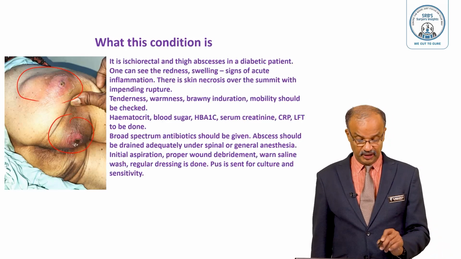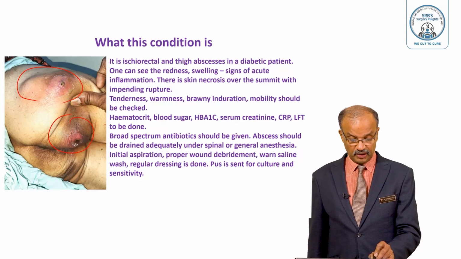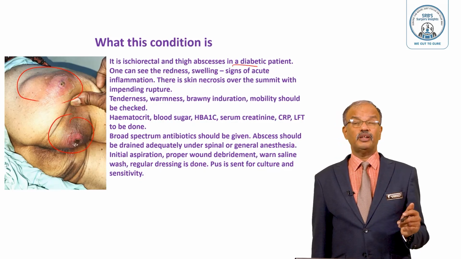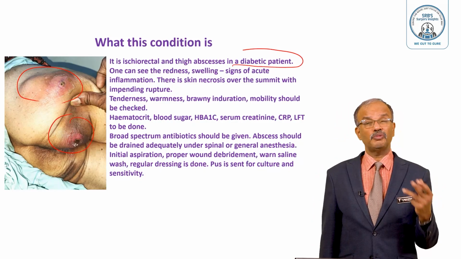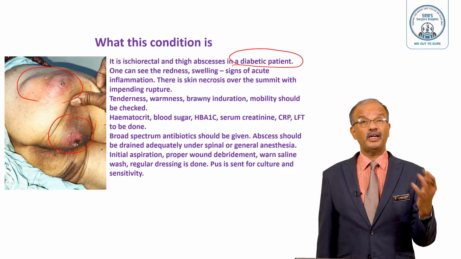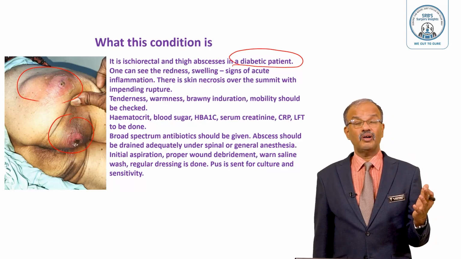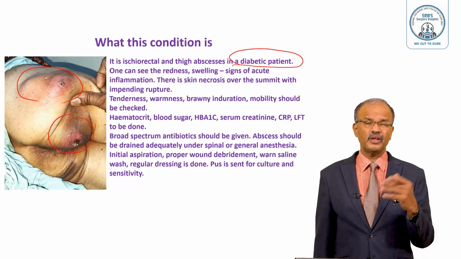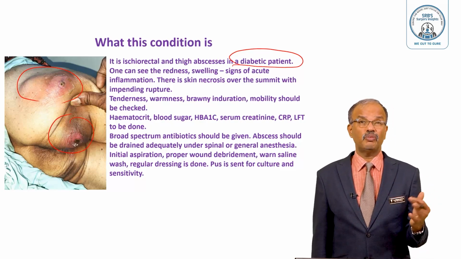So the ischiorectal and thigh abscess in a diabetic patient, such things are common. Multiple abscesses are common in diabetic patients, elderly people, HIV patients, immunosuppressed individuals, those who are on long-term steroids, those who are bedridden, those who are having other sepsis. So, these are the different causes for multiple abscesses in the body.